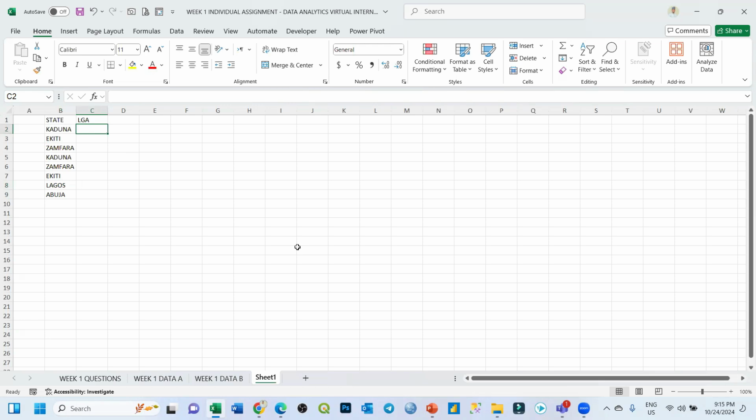So we have LGAs. For example, for Kaduna, we have Kaduna North. Ekiti, I don't know, let me just put Ekiti. Let's just say Gusau. Apart from Kaduna, what do we have in Kaduna, Zaria? Let's say we have Anka. For Ekiti, let's say just Ekiti North. For Lagos, is it Alimosho? Or let's put Ikeja. For Abuja, they don't have LGAs, but let's just put anyone. Let's put Sokoto and put this Gudu.